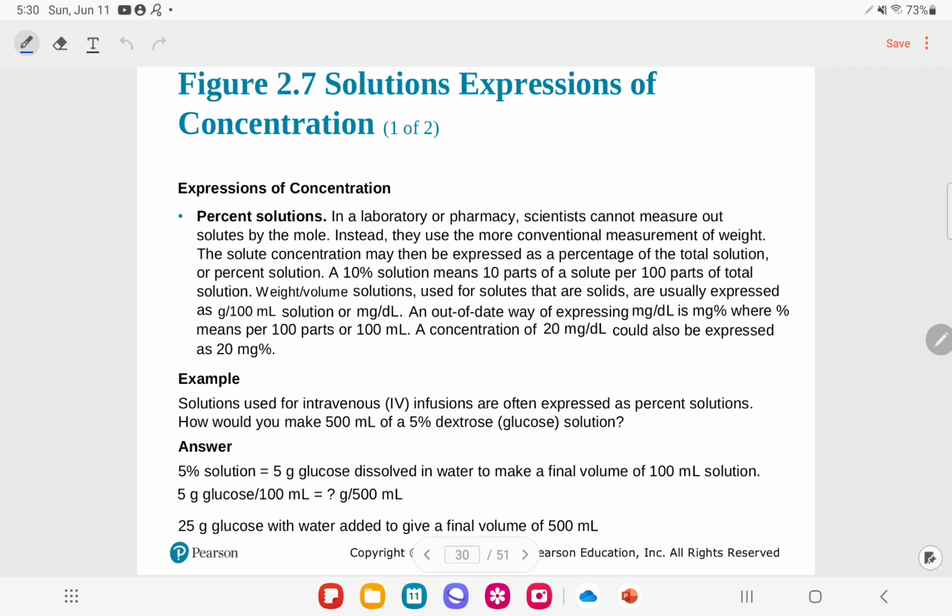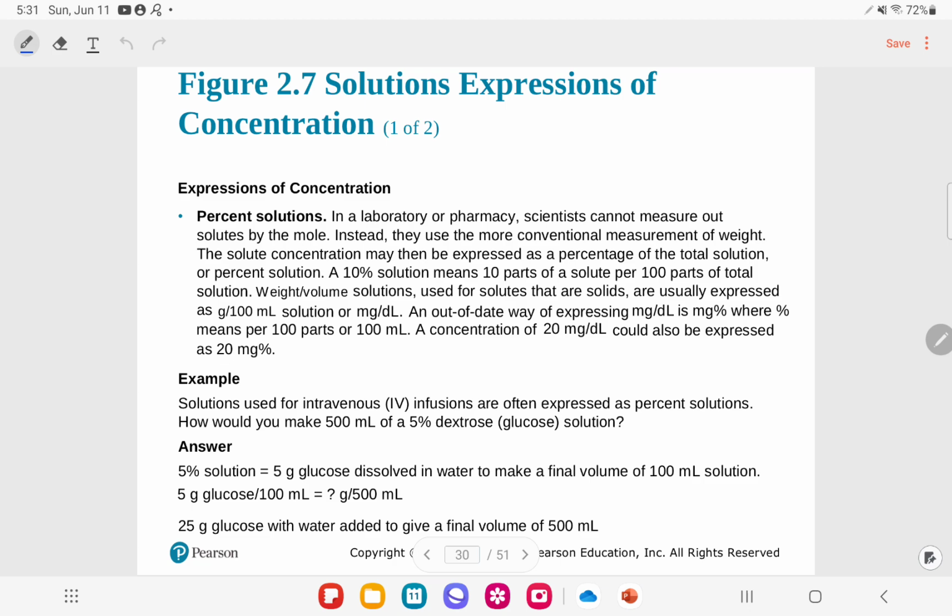And so when we want to express a concentration, like the percent solutions, in a laboratory or pharmacy, scientists can't measure out solutes by mole. Instead, we'll use the more conventional measurement of weight. And so the solute concentration may then be expressed as a percentage of the total solution, or a percent solution. So a 10% solution means you have 10 parts of a solute per 100 parts of the total solution. For example, 10% of 100 is 10, right? Or 50% of 100 is 50. So it's the same idea, right?